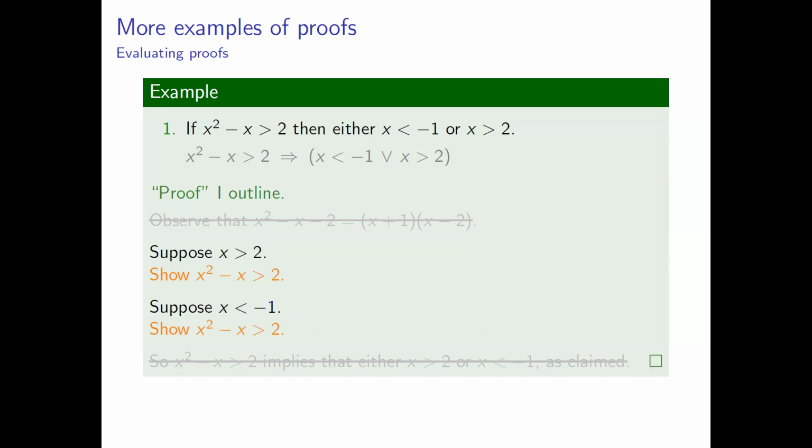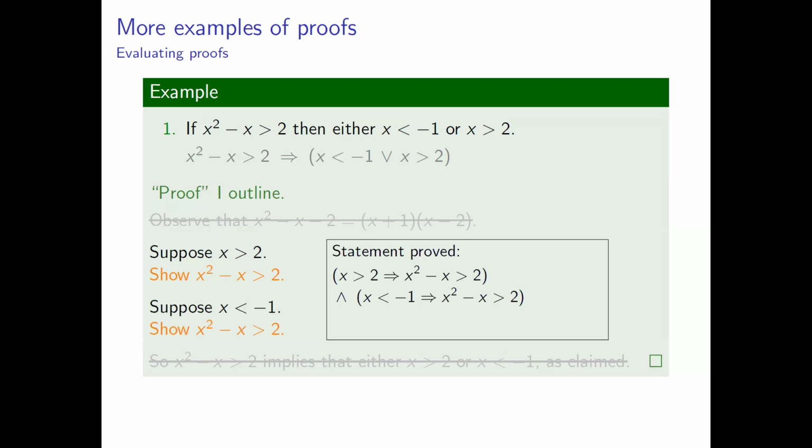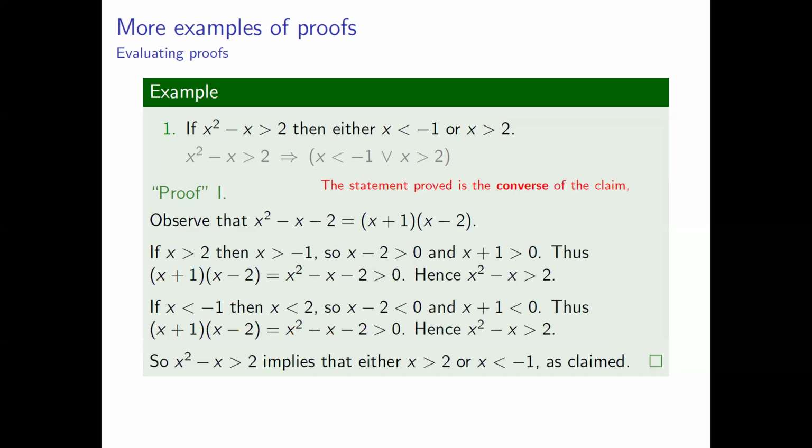The statement proved by the argument is the conjunction of the two conditionals: if x is greater than 2, then x squared minus x is greater than 2, and if x is less than minus 1, then x squared minus x is greater than 2. This is equivalent to the conditional: if either x is greater than 2 or x is less than minus 1, then x squared minus x is greater than 2. This statement is the converse of the claim, which is not equivalent to the claim. Therefore, the proof is incorrect.